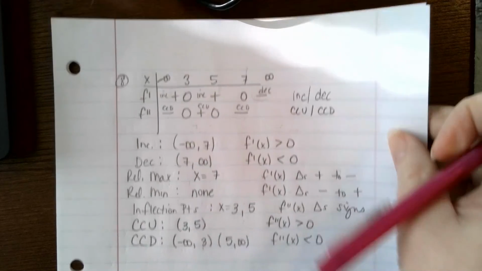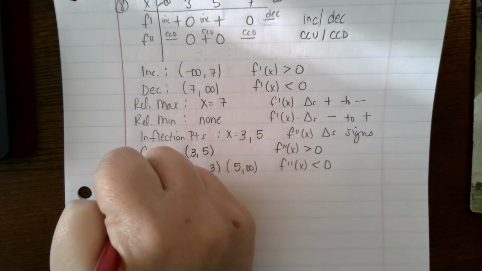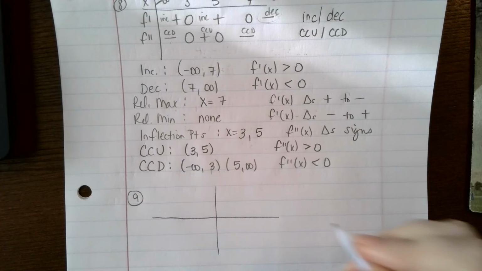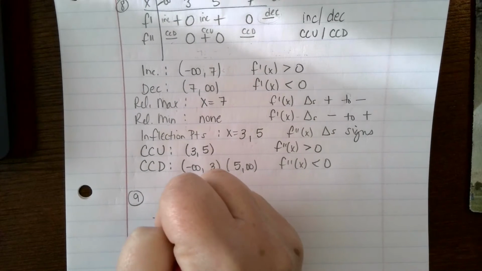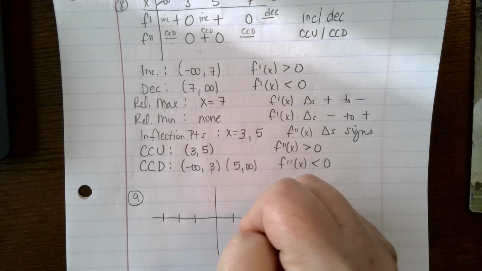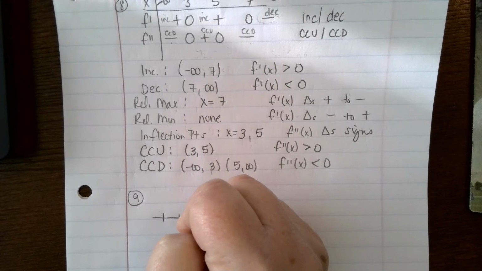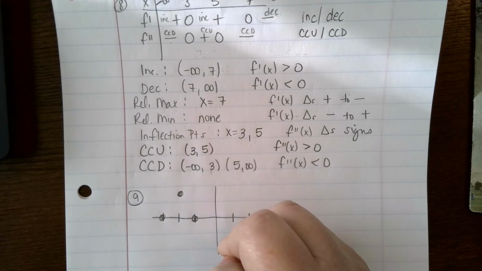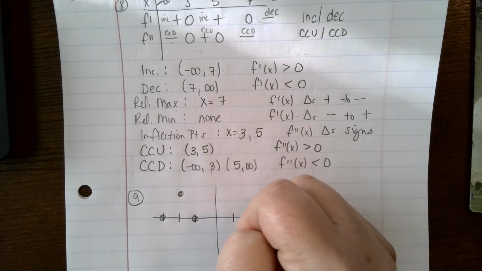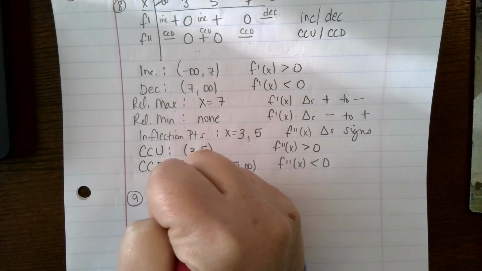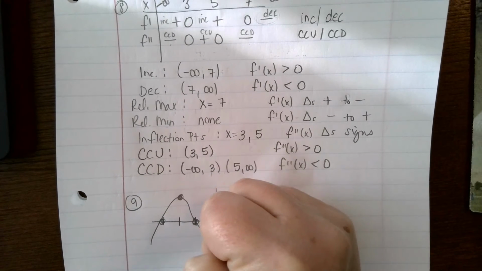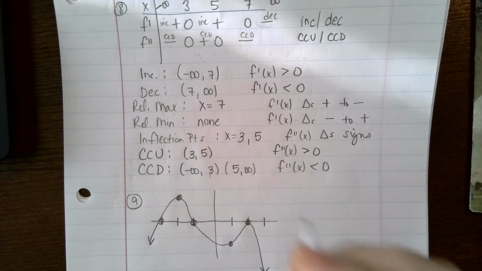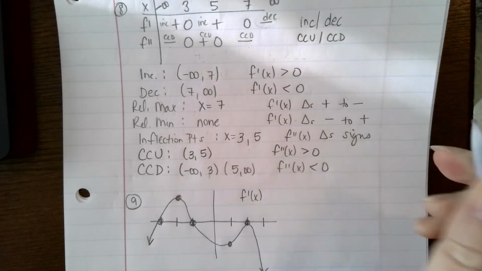So let's go ahead and look at number 9. Number 9, I gave you a derivative graph, which again I'm going to draw in here so that I can go ahead and write on it. So I've got a point right here, a point right here, a point right here, a point right here, a point right there. And our graph looks something like that. There we go. And it says first derivative.